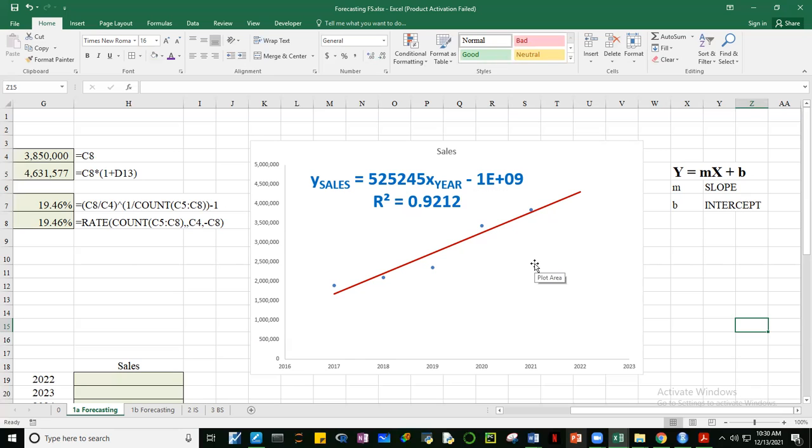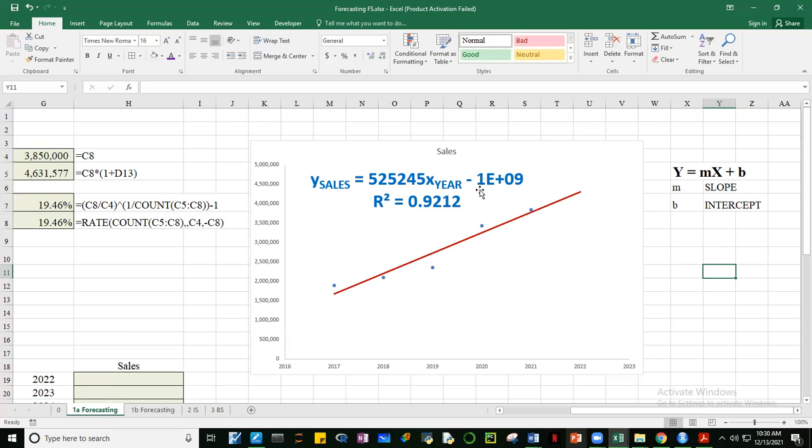For every 1 unit increase in your X, there's a corresponding 525,245, yung slope natin, increase in your Y. So if we interpret this, for every 1 year increase in year, okay, your sales increases by 525,245. That's the meaning of the slope.